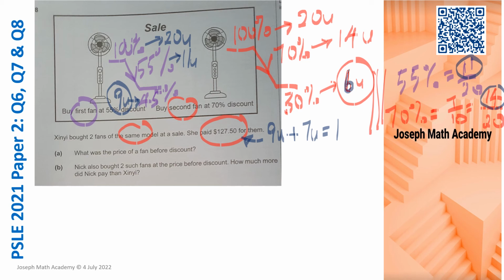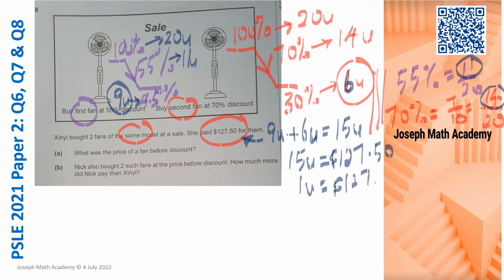Okay, so let me rewrite this part. So this is 9 units. Xing Yi paid 9 units for the first fan and 6 units for the second fan. That means Xing Yi in total paid 15 units for the 2 fans. And definitely 15 units has to be $127.50. So let's find what is 1 unit. It's $127.50 divided by 15, and that gives us $8.50.